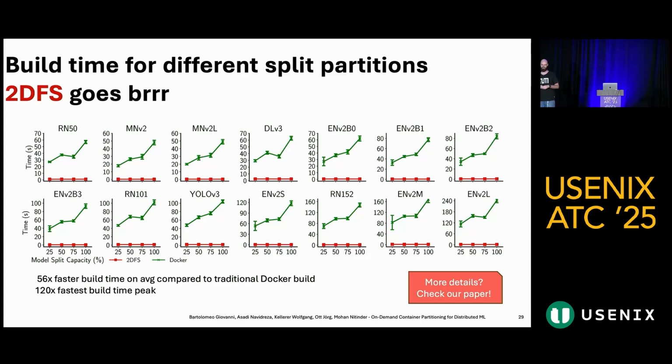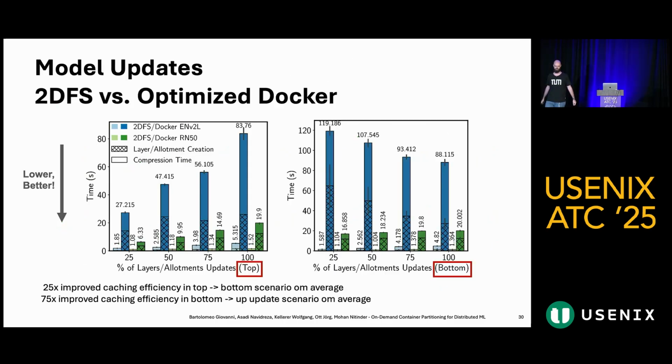And the reason for that is, in this case, we are just creating the image once, and we pretty much contain all the splits. While for Docker, we actually have to create different images based on how many model splits we have to incorporate. The number of combinations of Docker images that you have to create is quite high, while with 2DFS, you create it once and you're good to go.